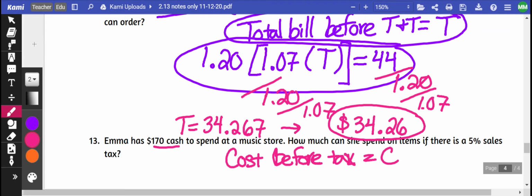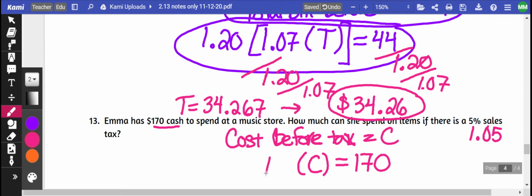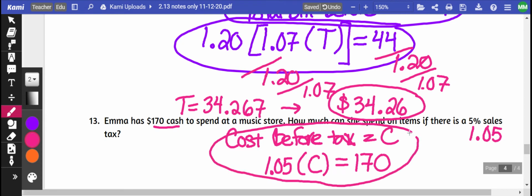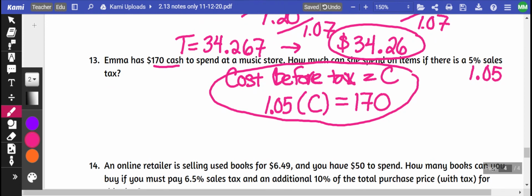Call it C. We know that everything will equal 170. And if we've got 5% tax, that would be 1.05. You can use parentheses or you can even leave them off. Either one is fine. The only thing you have to do on that one is take 170 divided by 1.05.